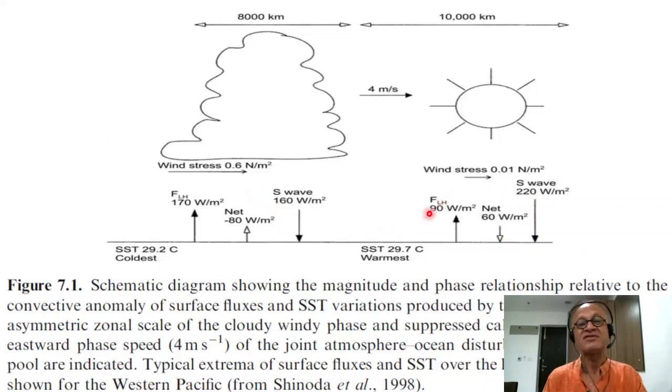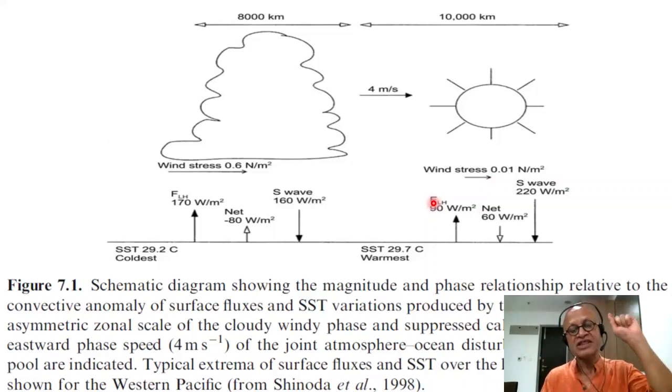That's a difference of 80 watts per meter squared. That's a pretty massive difference. And the latent heat loss is reduced basically because the wind stress is reduced greatly, and of course the dependence of latent heat flux is very non-linear on temperature.